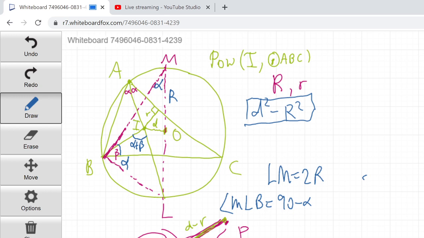But what does this show? This just shows something we sort of already knew, that this point here is equidistant from I and B and C, right? Because now it's isosceles.